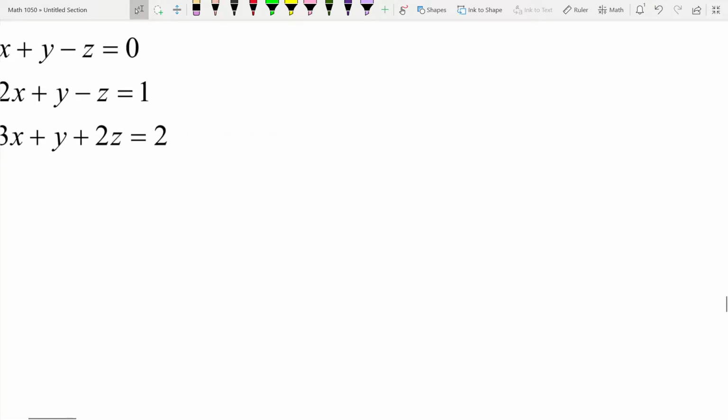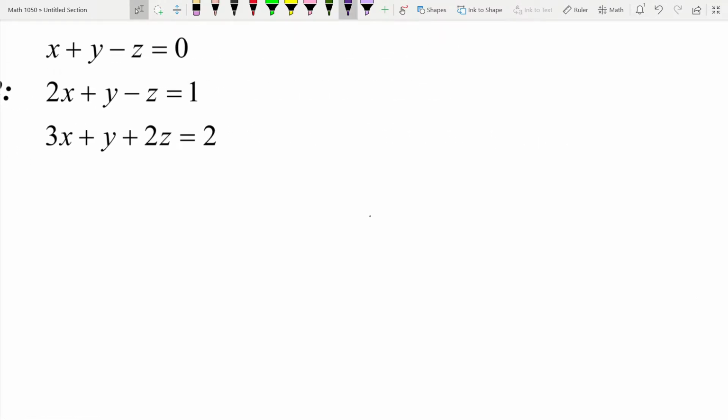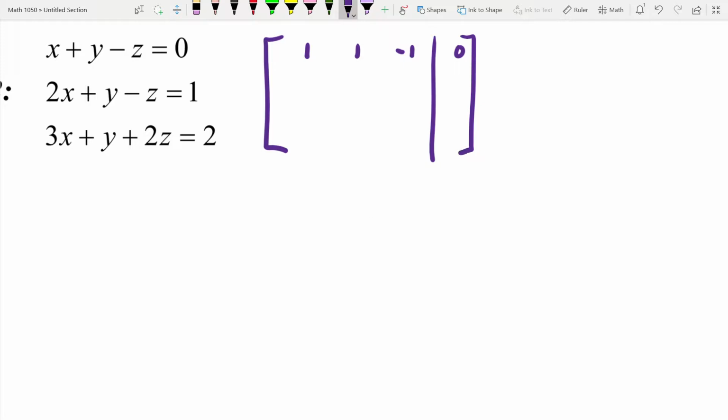Example 2. Okay, across the top, 1, 1, negative 1, solid line 0. Underneath, 2, 1, negative 1, 1. Underneath, 3, 1, 2, 2.